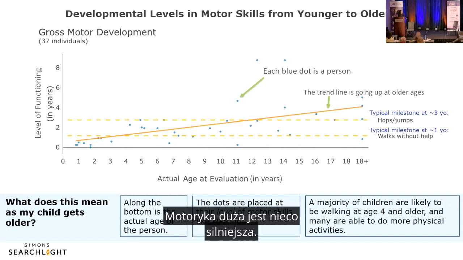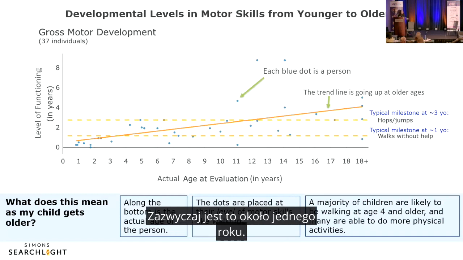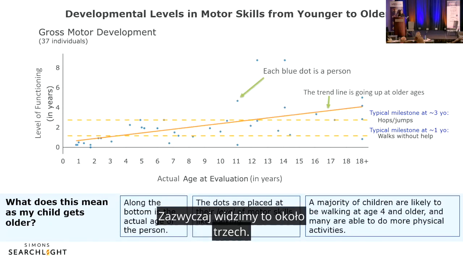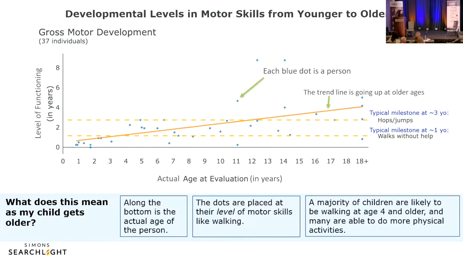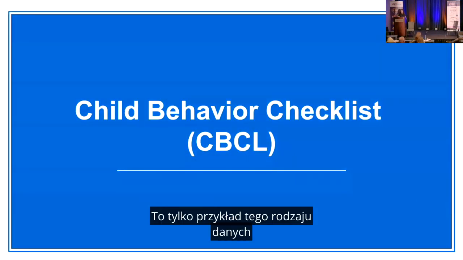Gross motor skills is a little bit stronger. The bottom line is when we're walking without help, typically that's around 1 year old. In the GRIN 2B group, we're seeing that happen more around 3. In terms of hopping and jumping, we typically see that around 3. And in this group, we're seeing that more around 11 or 12, okay?